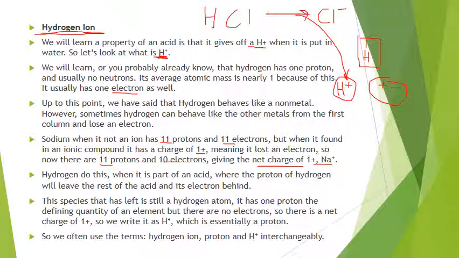This species that has left is still a hydrogen atom, this one right here. It has one proton. Hydrogen is just one proton, and so there's a net charge of 1 plus. And so it's simply written H plus, which is essentially a proton. It turns out we often treat these three terms as interchangeable: hydrogen ion, H plus, or proton all can refer to the same thing if you're talking about an acid.